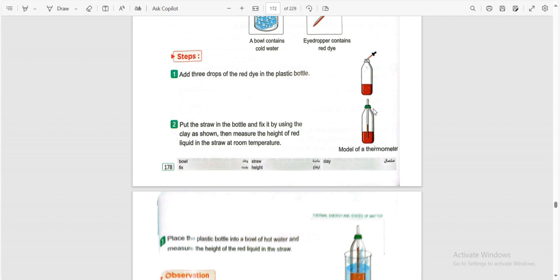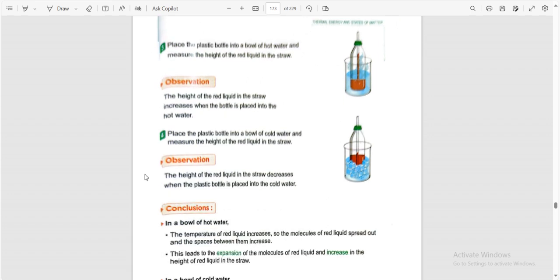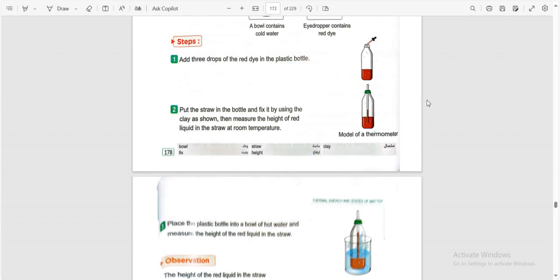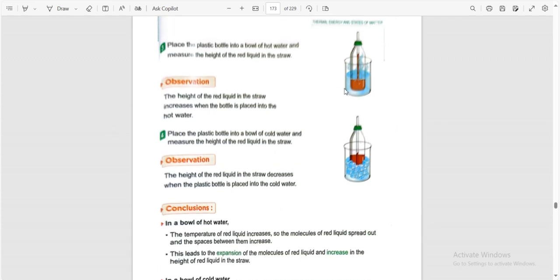Then we put the straw inside the bottle and we fix it using the clay, as you can see in this figure. Once you add the straw, you can see the liquid going inside of it. Now we try our experiment. So this is our thermometer. When you put the thermometer in hot water, you see the liquid, the red dye, rising upward. When you put it in cold water, you can see it going down. So here it expands and here it contracts.